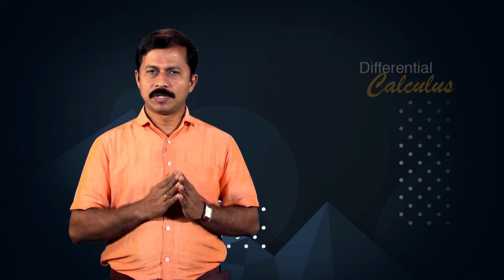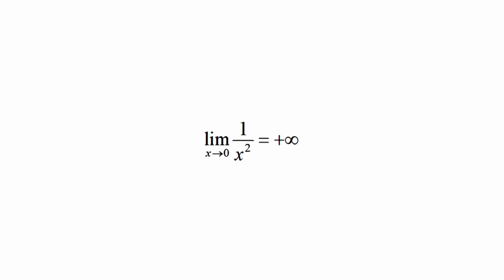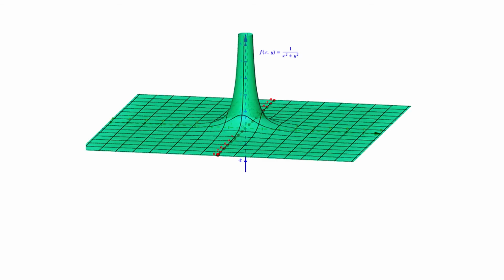As another example, the limit as x tends to 0 of 1 upon x square is equal to plus infinity. Also, the limit as (x, y) approaches (0, 0) of 1 by x square plus y square is equal to plus infinity.